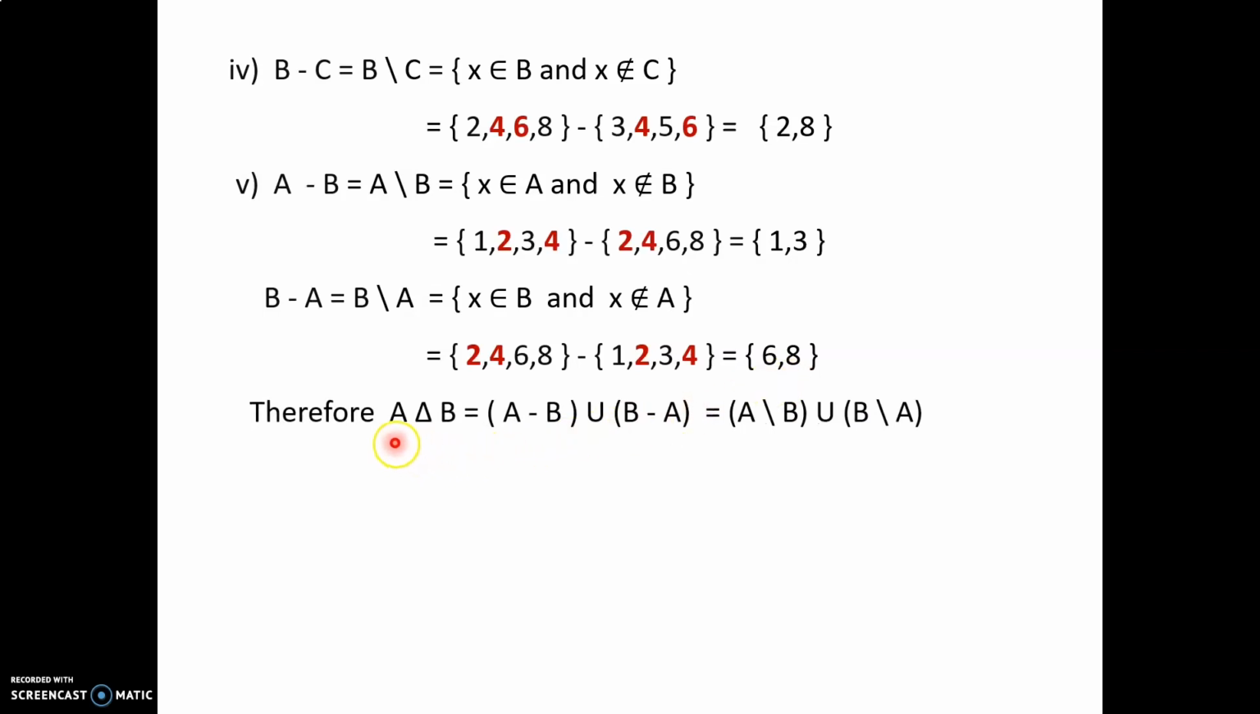But we have to find the symmetric difference of A and B. We have the difference set of A and B as {1, 3} and the difference set of B and A as {6, 8}. Therefore, we write the union of {1, 3} and {6, 8}, which is {1, 3, 6, 8}.